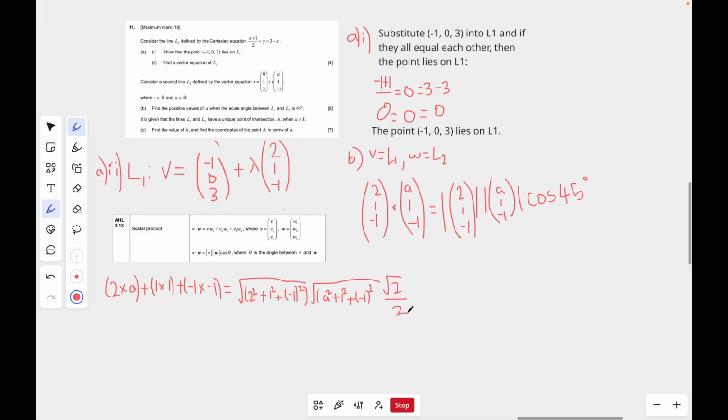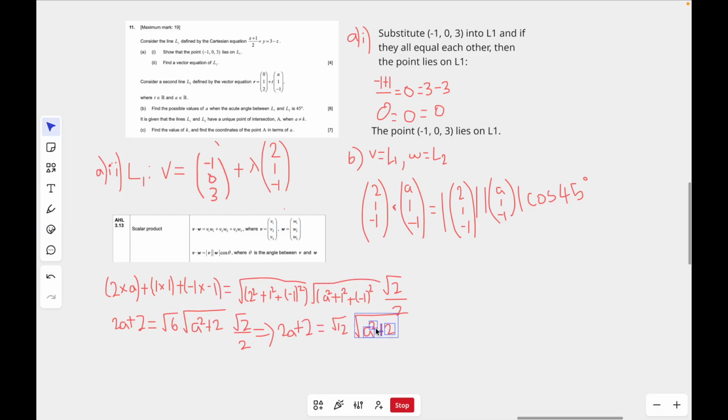Since you should know, if you have memorized the unit circle, that cosine 45 is square root 2 over 2. Simplifying the left-hand side of the equation results in 2a plus 2 equaling square root 6 times square root of a squared plus 2 times square root 2 over 2. We can multiply the square root 6 and square root 2 together to get square root 12 times square root of a squared plus 2 over 2.